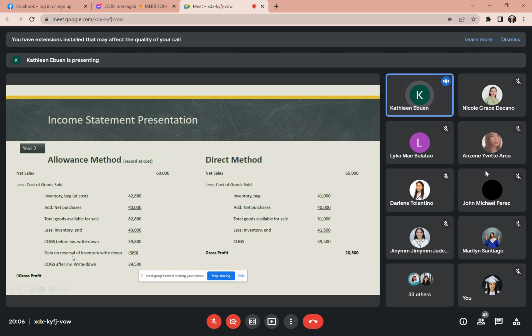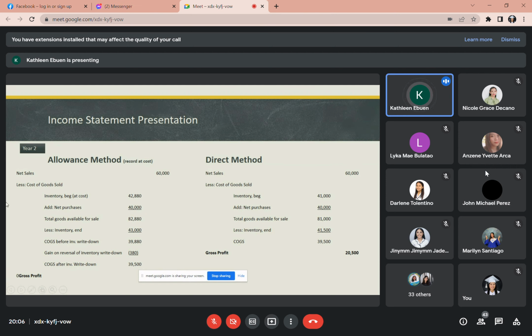Kapag ka-gain on reversal, ibabawas natin siya sa cost of goods sold. So, remember, si cost of goods sold ay expense. Kapag may gain tayo, ibawas natin sa expense. Therefore, ang ating cost of goods sold after inventory write-down is 39,500. And then the gross profit is 20,500.